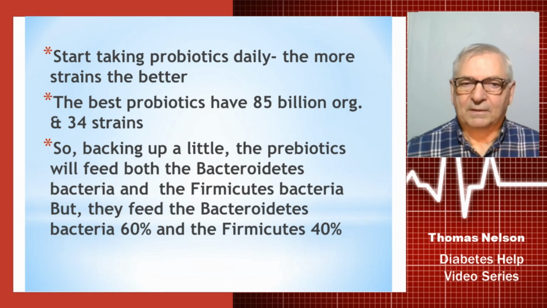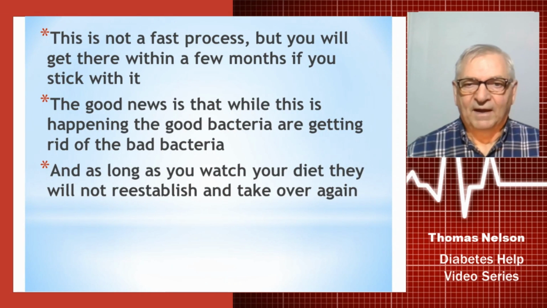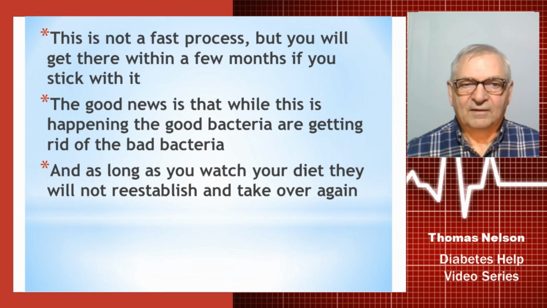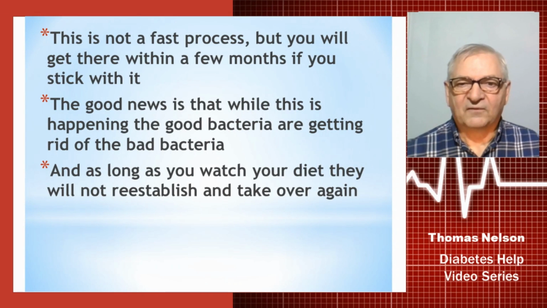So backing up a little, the prebiotics were taken to feed the Butyrate bacteria and the Firmicutes to restore their populations. And remember, we said that the prebiotics feed the Butyrate 60% and the Firmicutes 40%. So it'll take a while, but it will get there. This is not a fast process, but you will get there, and you should see some significant improvement within a few months. For some people, it takes up to a year.